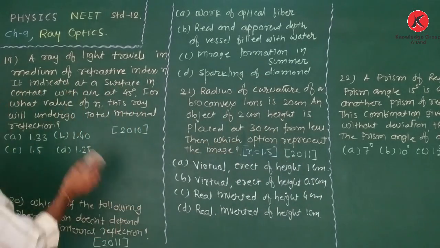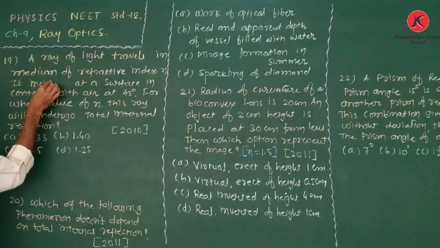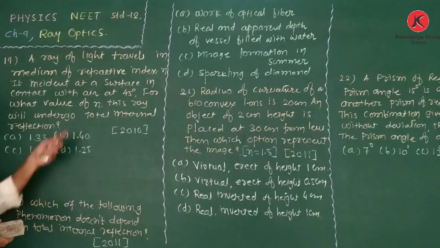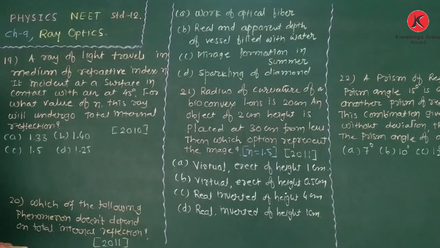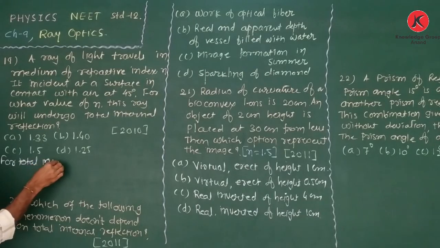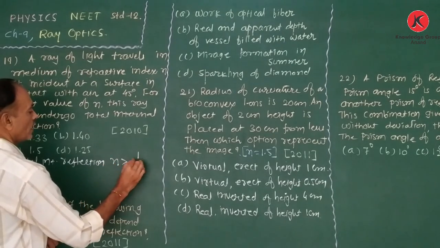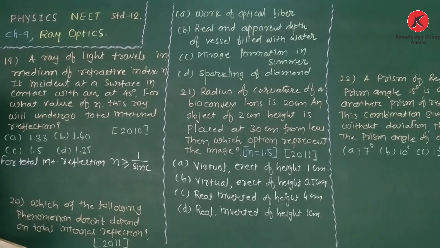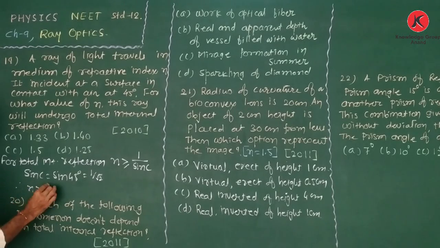It is incident at a surface in contact with air at 45 degrees. Now, for what value of n will this ray undergo total internal reflection? We know that the condition for total internal reflection is that n must be greater than or equal to 1 upon sine c. Here the critical angle is given as 45 degrees. Therefore, sine c is equal to sine 45, which is 1 upon root 2. Therefore, n must be greater than or equal to root 2.